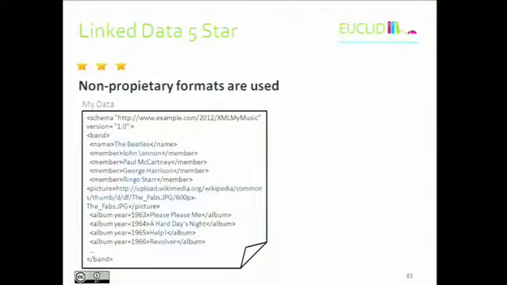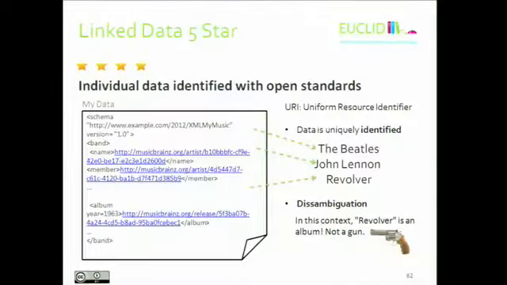You get yourself 3 stars by using some non-proprietary format for that data. So no PDFs, no Excel documents, but instead something more open. Okay? So plain text, as open as it can be, a CSV file instead of an Excel spreadsheet, will get you 3 stars. If you want to make it up to 4 stars, you need to identify the things that you're talking about using an open standard.